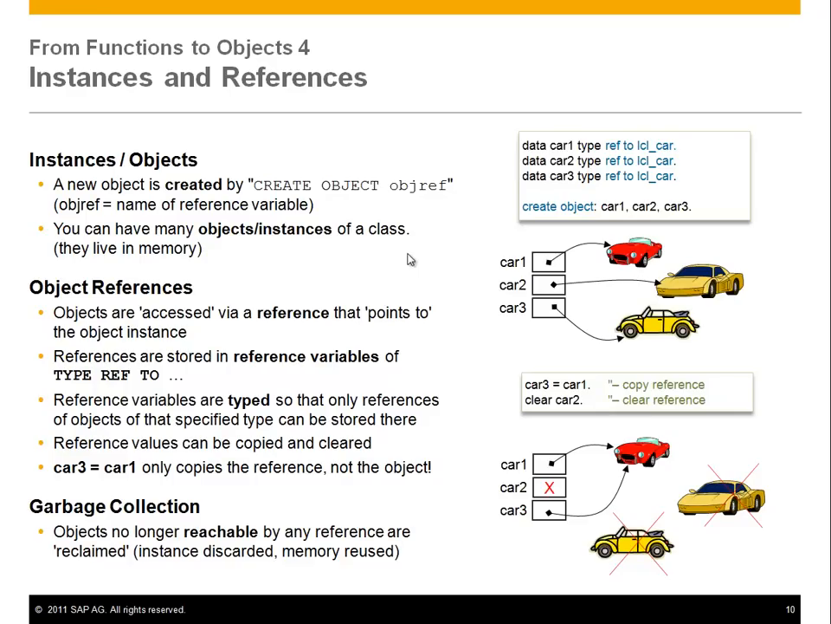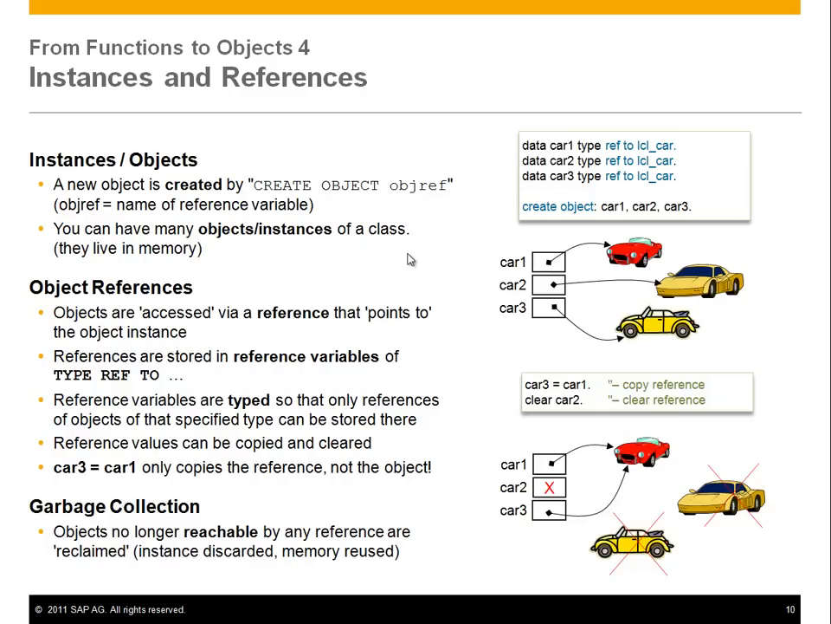Now, object references are how you access an object. So an object is accessed via a reference that points to this object instance. And what's special, it's like a field symbol. Yeah, you can have two field symbols pointing to the same thing. And references are stored in reference variables of type ref2 and then the class name. Also, these are typed so that only references to this type of objects can be stored there. So you won't find a car or a truck there, but only an object of type LCL car can be stored in there.